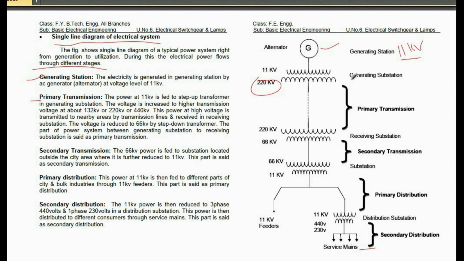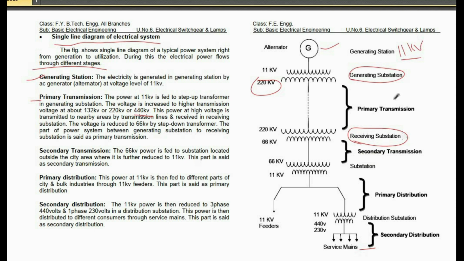That is called a generating substation. At generating substation, 11 kV is fed to the step up transformer, and that voltage is stepped up to 132 kV, 220 kV or 440 kV. This power at high voltage is transmitted to nearby areas through the transmission lines, and that is received at the receiving substation.